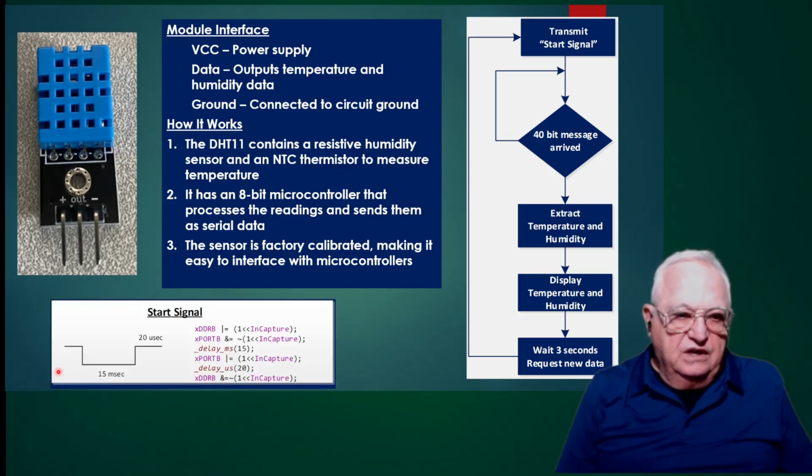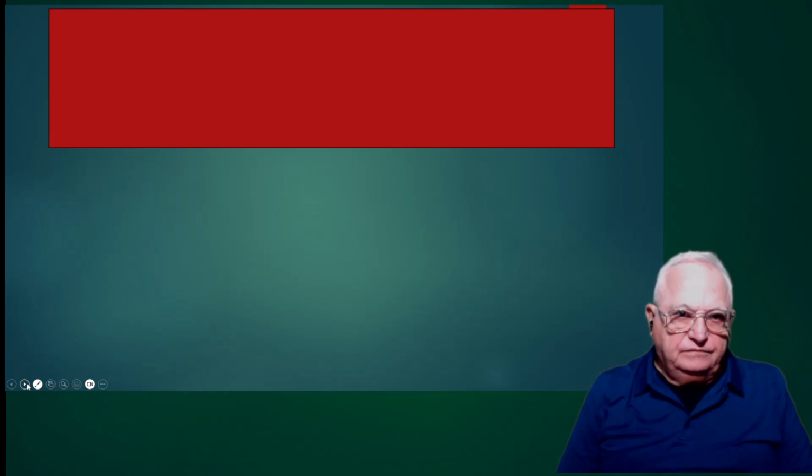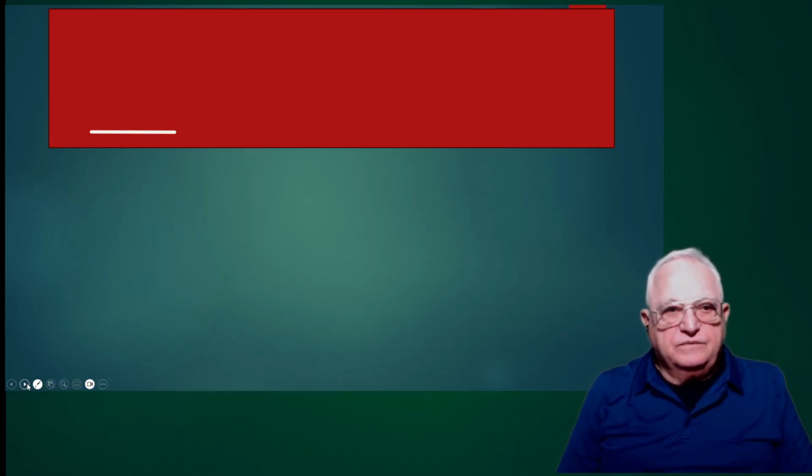Now this shows you the code and how the start signal works. In our case, we're going to set our pin, which is the capture pin, to output. Then we're going to set it to low, wait 15 milliseconds, set it to high, and then after 20 microseconds, we'll set it to input again, so we can get the input information. So let's see how this works.